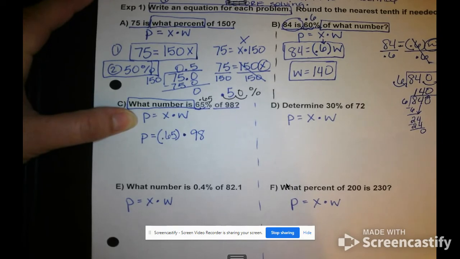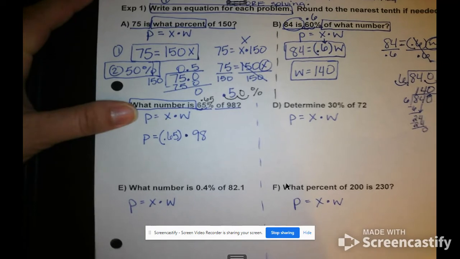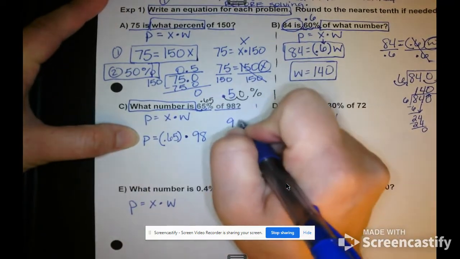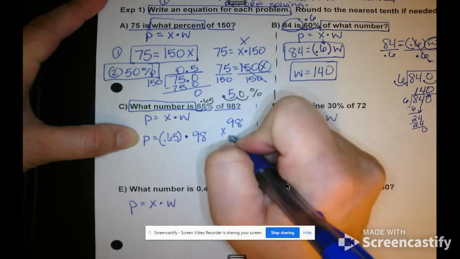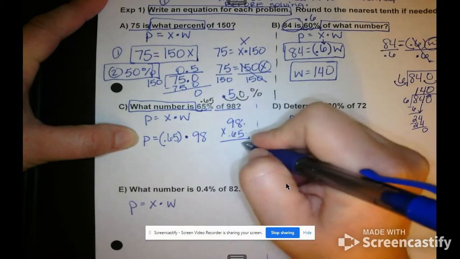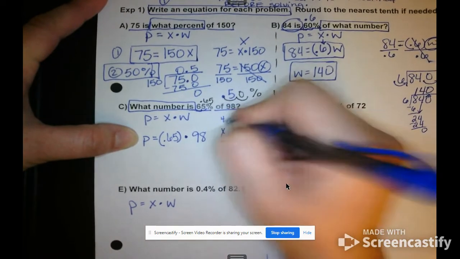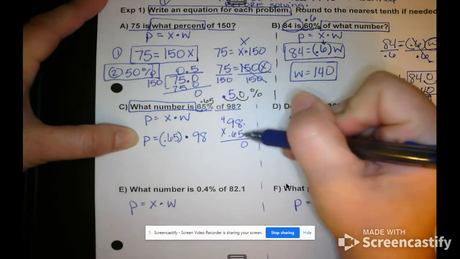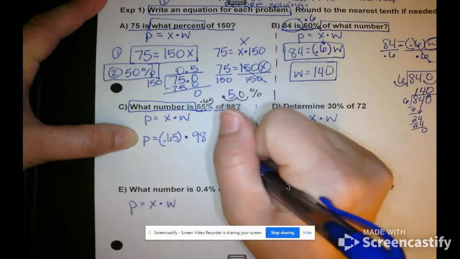So what would I do to solve that? Multiply. That's a basic multiplication problem. It's saying this times this equals what? All right. So I do 98 times 65. So 8 times 5? 40. Carry my 4. 9 times 5? 45, plus 4 would give me 49.